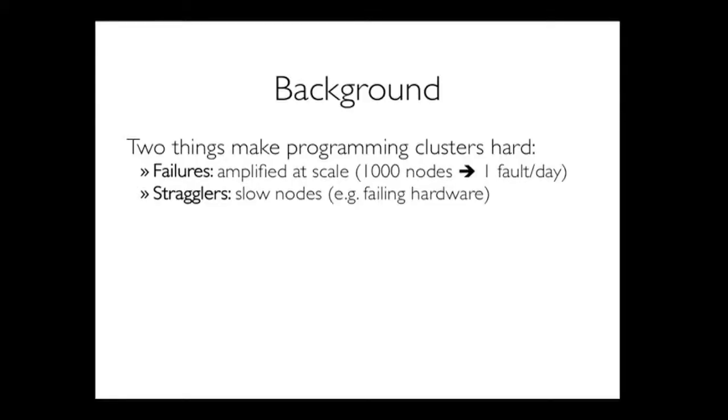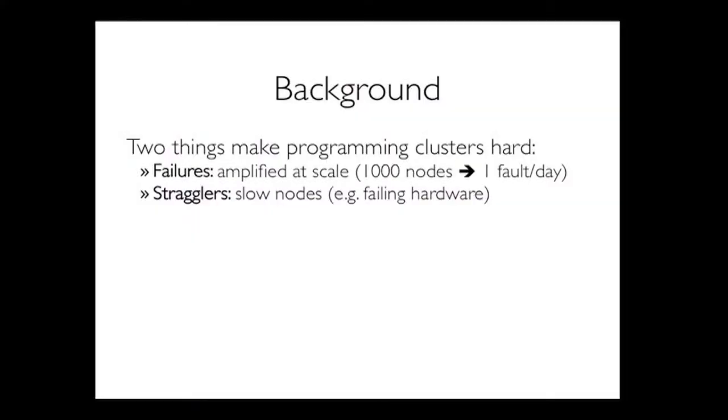When you want to program a large commodity cluster, there are really two things that make it hard and make it different from previous parallel programming environments, like multi-core. These are failures and stragglers. Failures are amplified at scale. A typical server today might have a mean time between failures of 3 years. That's okay if you have a single server. But if you put 1,000 of those together, you get a mean time between failures of 1 day, just because it's happening 1,000 times more often. And if you put 10,000 of them, you're going to see 10 failures a day. So this is something these systems need to deal with.